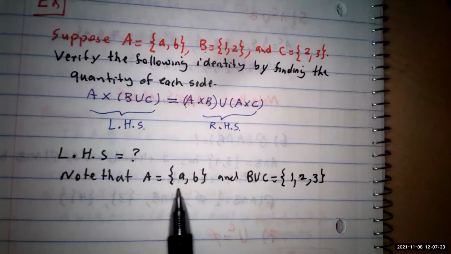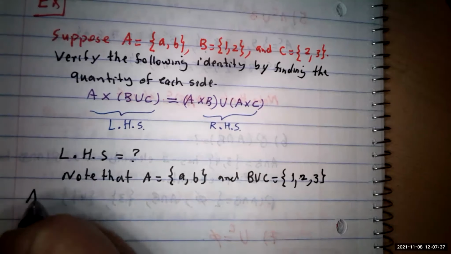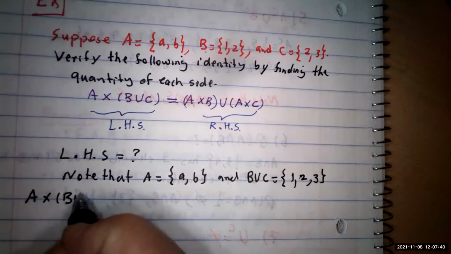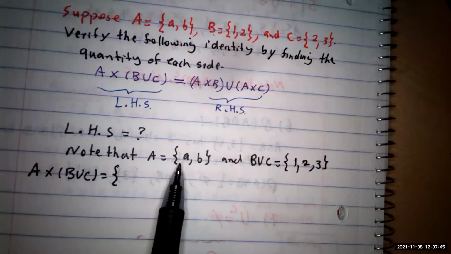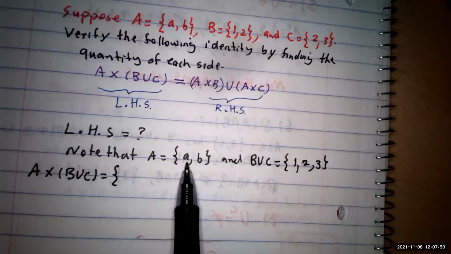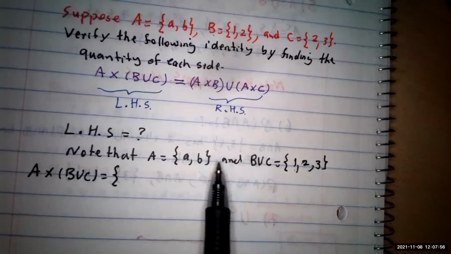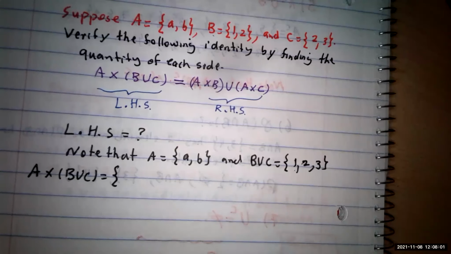This A would have 2 elements, and this is 3 elements, 2 times 3, 6. So the left-hand side should have 6 elements. Get the ordered pairs of these 6 elements. So what is A cross B union C? The first members are from the A set and the second member from the other one. You see A and 1, A and 2, A and 3. Then you come back to B and 1, B and 2, B and 3. That's how you list the members.